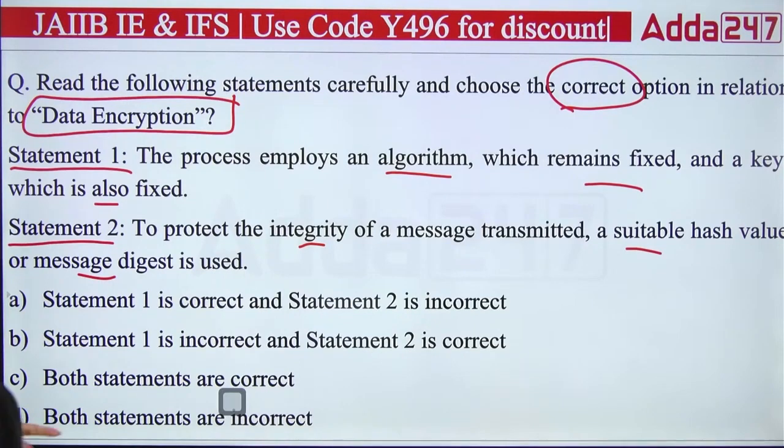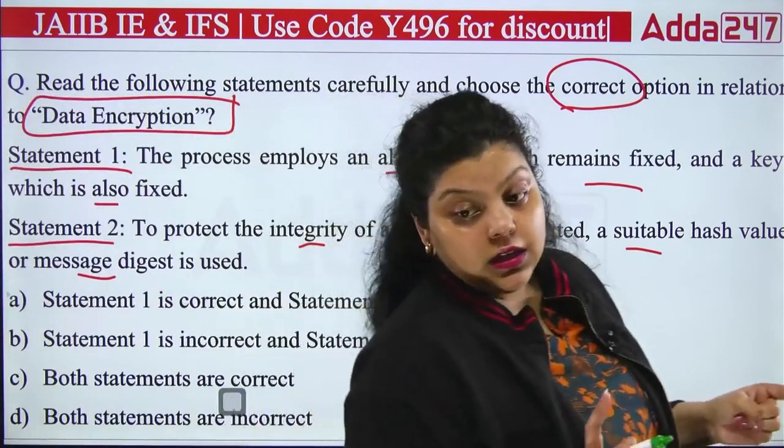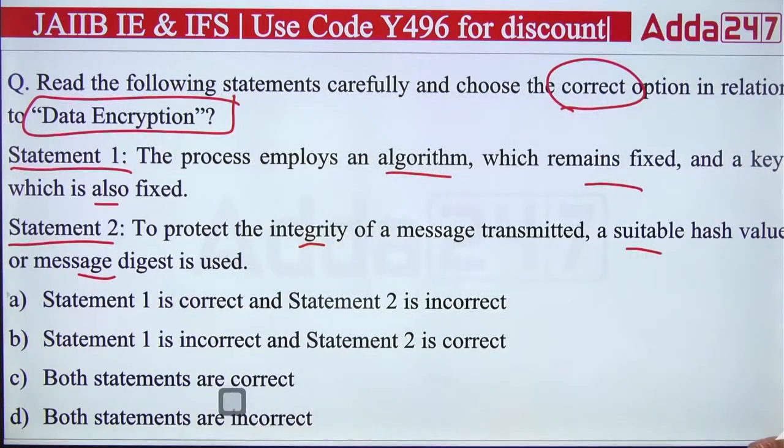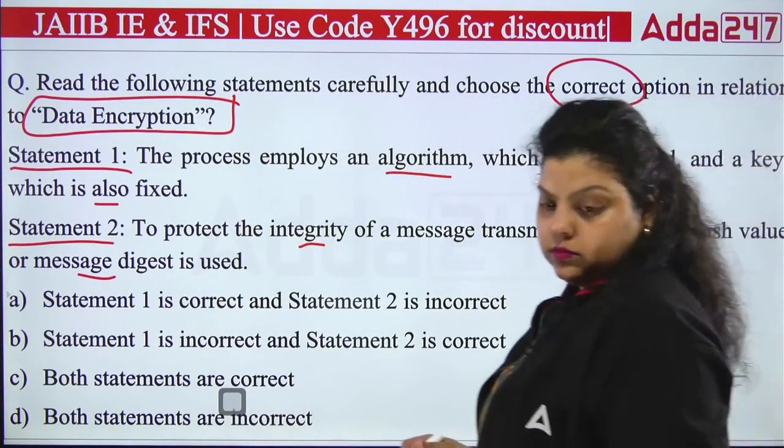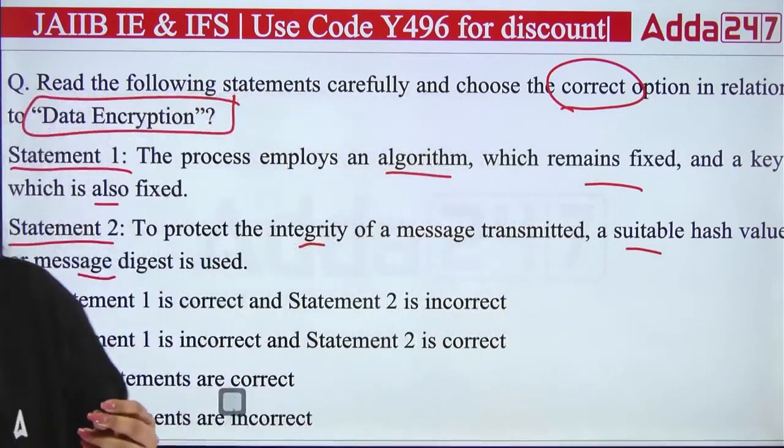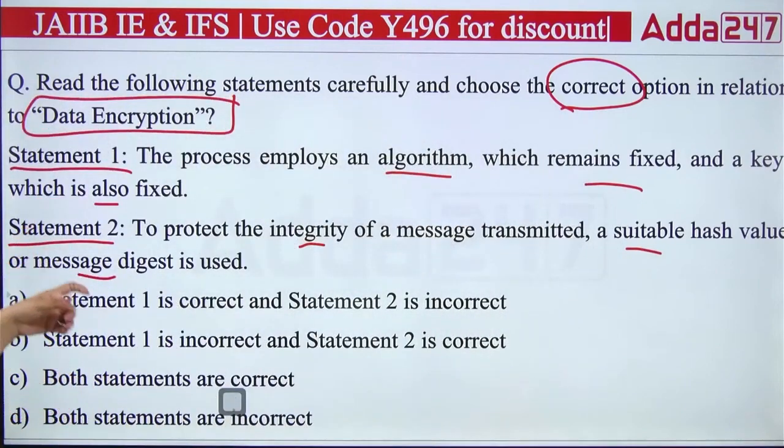A, B, C or D? Which of the following is incorrect? Okay, and the right answer will be the first is incorrect, but the second is correct.